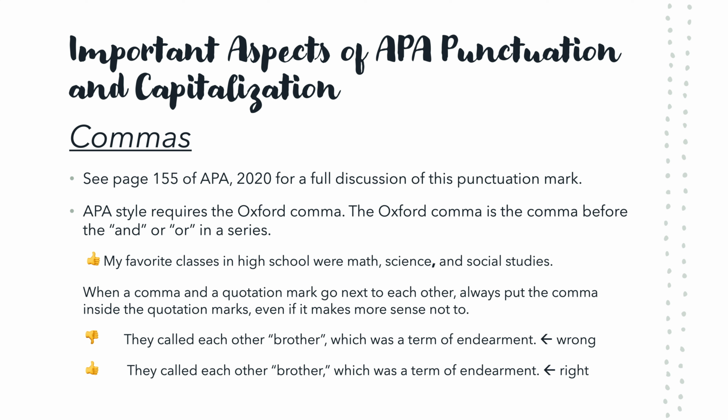When a comma and quotation mark go next to each other, always put the comma inside the quotation marks, even if it makes more sense not to, just like I said about the period. So they called each other "brother," which was a term of endearment. "Brother" makes sense to be separated and then the comma go afterwards, but the comma always goes inside the quotation mark, just like the period does.